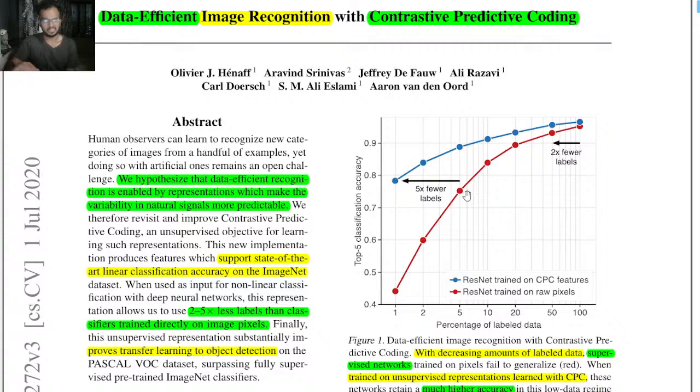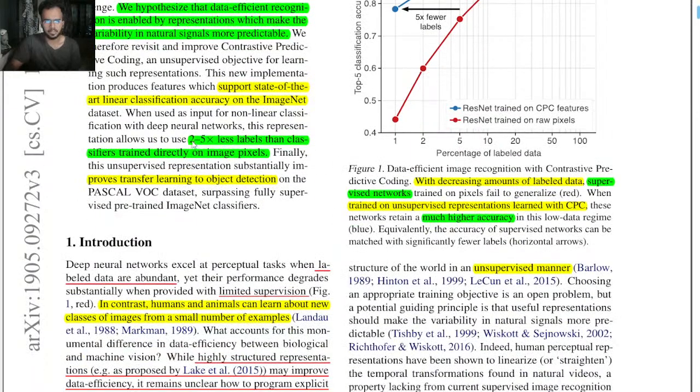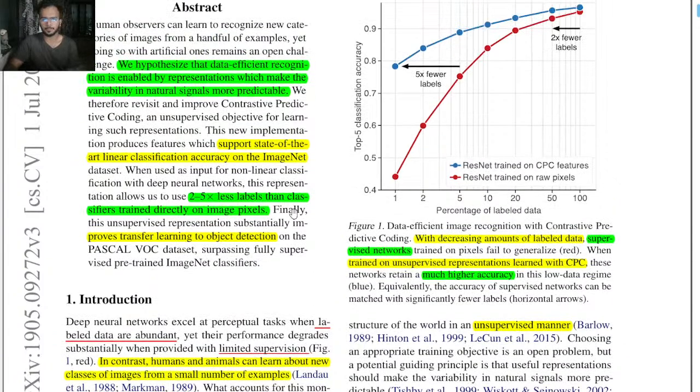So this is very fascinating. With 2 to 5 fold fewer labels, it's still able to crush the supervised models every single time. So that's what they mentioned, that 2 to 5 times fewer labels, and they show us how well they do on the ImageNet dataset, and also, as we mentioned, the PASCAL VOC dataset for object detection.